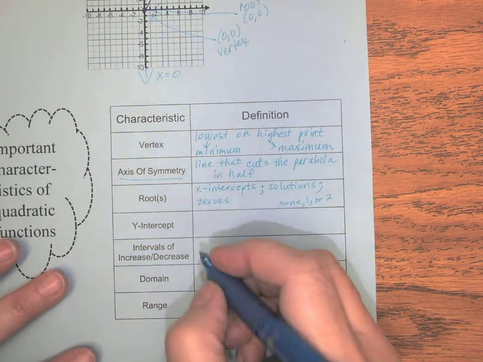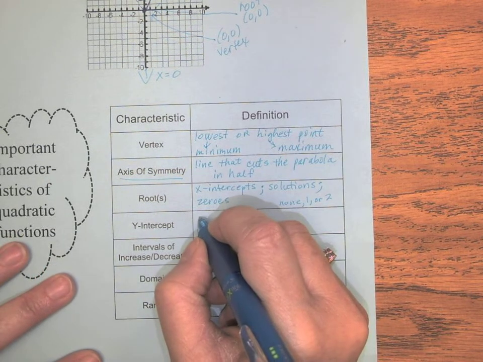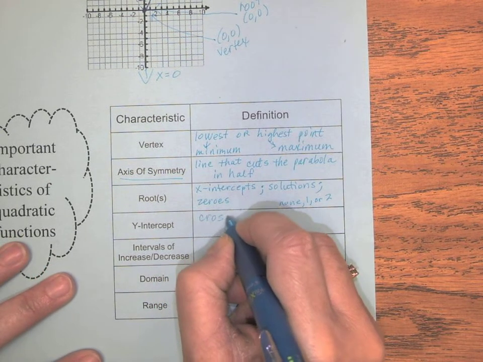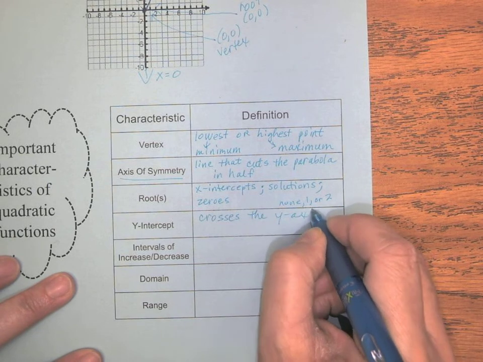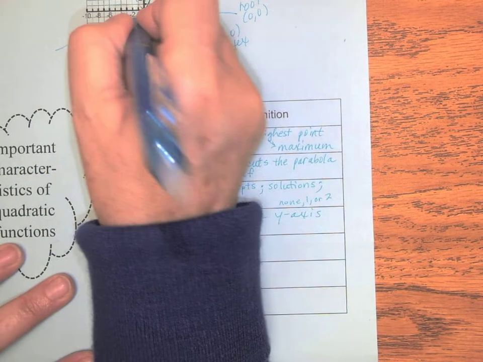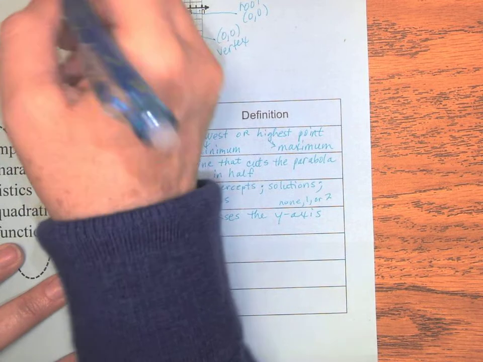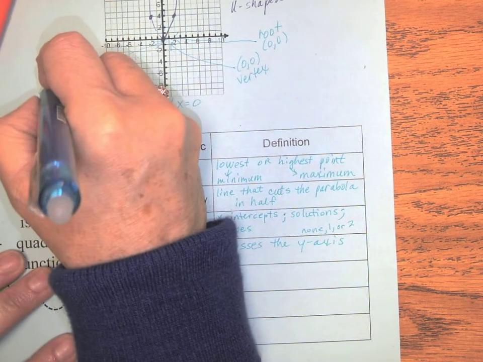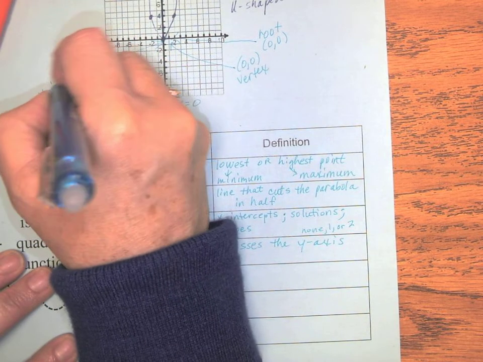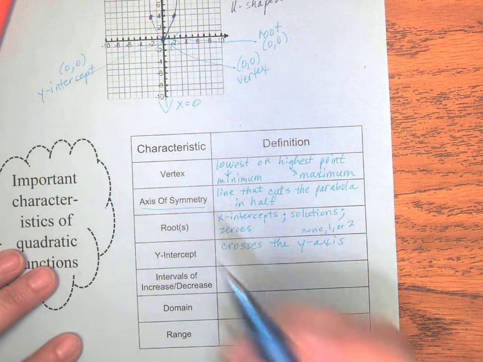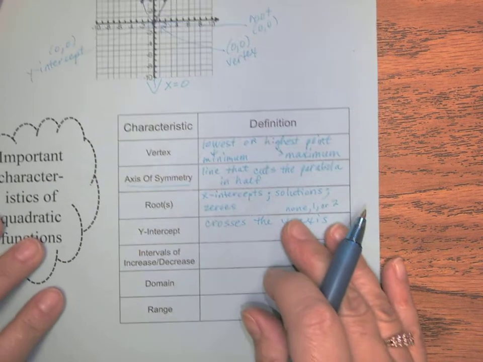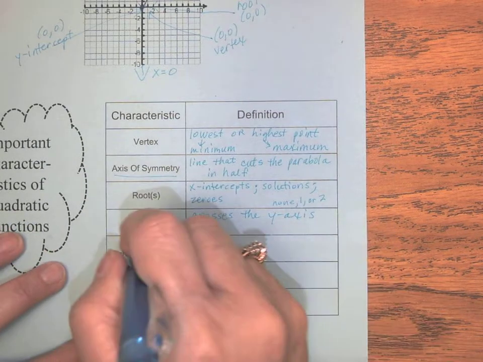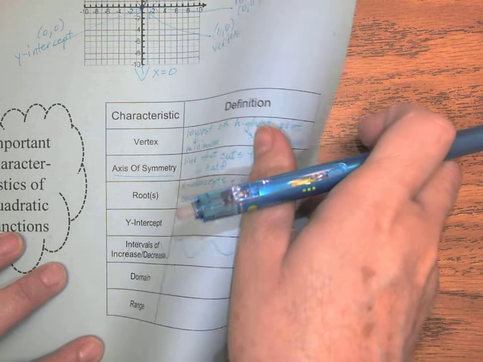Now, the y-intercept is where it crosses the y-axis. The y-intercept is where x is 0, and in this parent function, the y-intercept is also 0, 0. So the parent function has the vertex, the root, and the y-intercept all at the same point. I should have taken this off. I don't care about intervals.